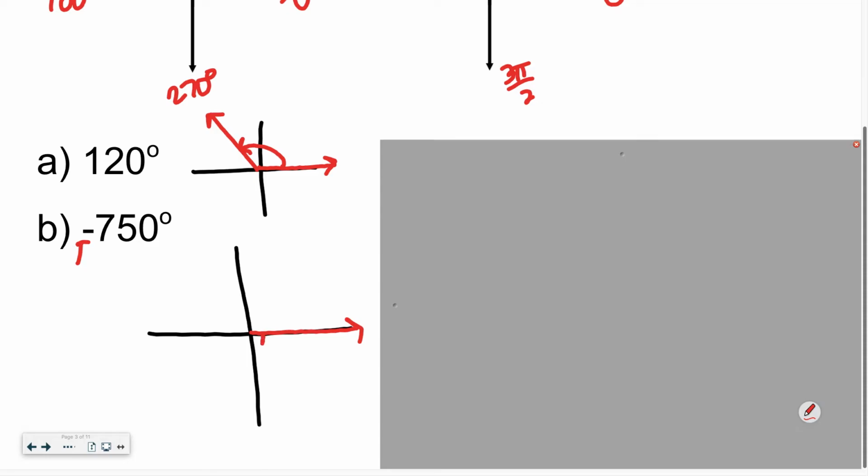So if I go all the way around clockwise, I am now at negative 360 degrees, right? What if I go another time around? I'm at negative 720. So now I just need to rotate 30 more degrees in order to get my angle. So I rotated twice around to get to negative 720, and then 30 more degrees to get to negative 750. So you can see by this little spiral, right, that we went around twice plus a little bit more.